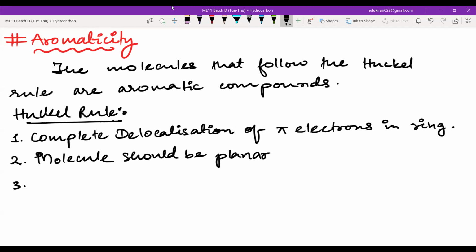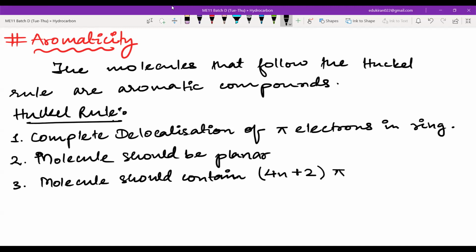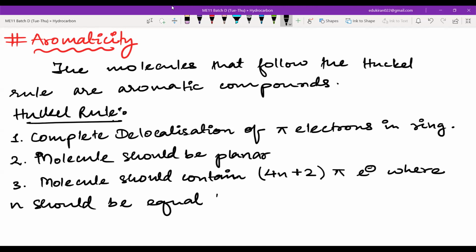The third rule is the molecule should contain 4n plus 2 pi electrons, where n should be equal to 0 or 1 or 2 or 3 or so on. Write this down. Let me know if you're done.